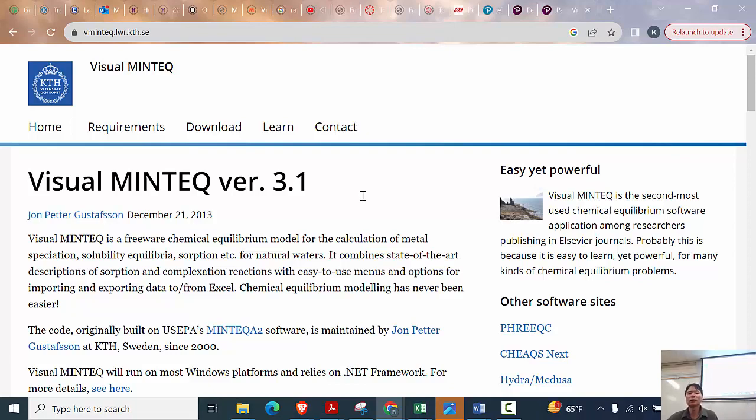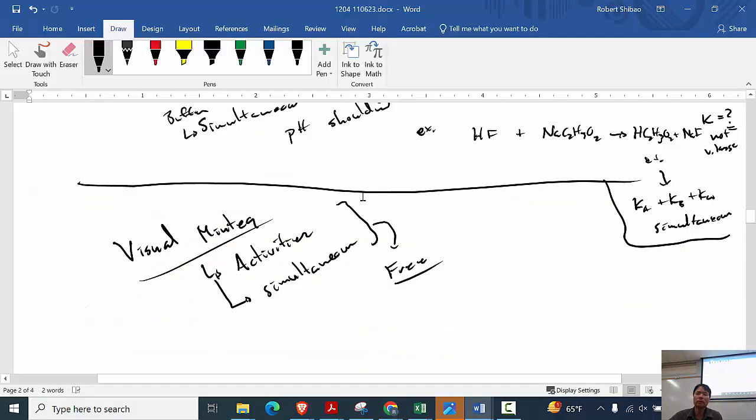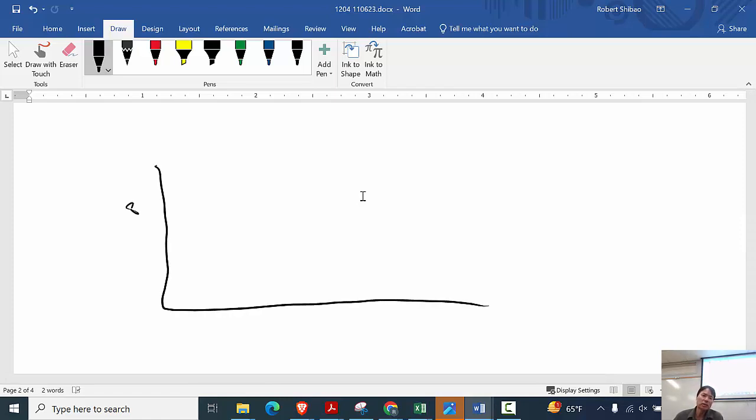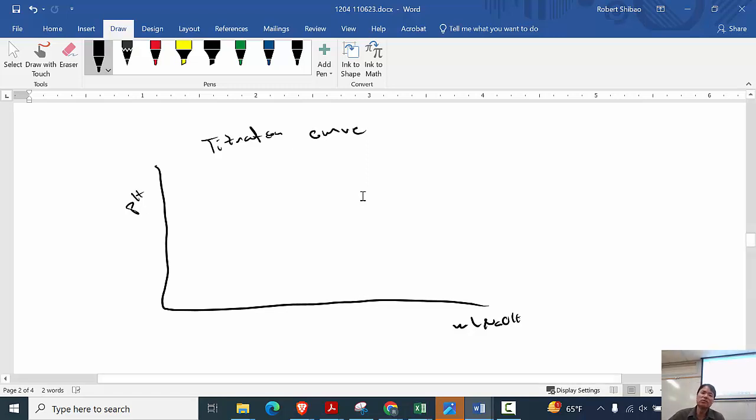And I thought, okay, the lab that we're going to do is this. In a titration curve, what we get is the pH versus the milliliters of sodium hydroxide. This is a titration curve. What we're going to do is use Visual Minteq not to get the titration curve. We're going to use it to get the species.